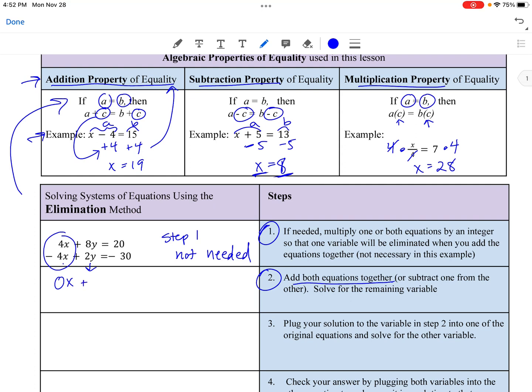8y plus 2y is positive 10y. And then 20 plus negative 30 is negative 10. So this 0x is just nothing, right? It cancels out. I'm just going to put a little arrow through it. It goes away, and we're left with 10y equals negative 10. To get y by itself, we're going to divide both sides by 10, which gives us y equals negative 1.